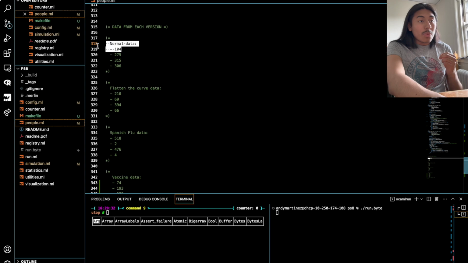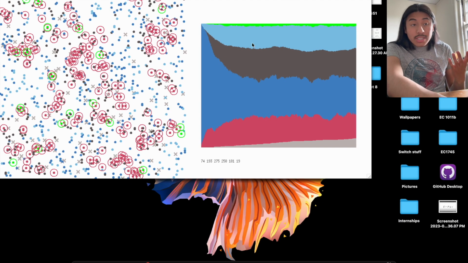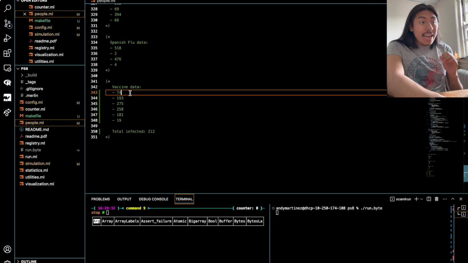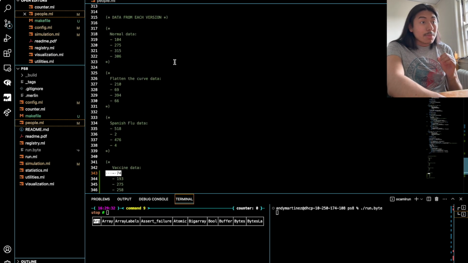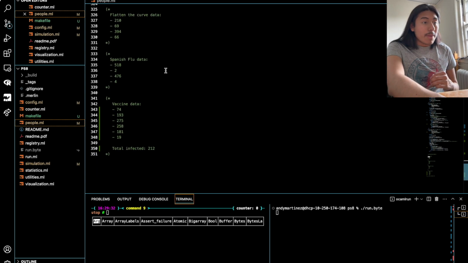You'll see when we just ran the code with no extensions, 104 people ended up dying. But in this vaccinated case, where not everyone is getting vaccinated, you can see the light blue portion is maybe 15 to 20%. But that's still reduced the deaths. Now we're only at 74 deaths as opposed to 104. That's a pretty good impact.